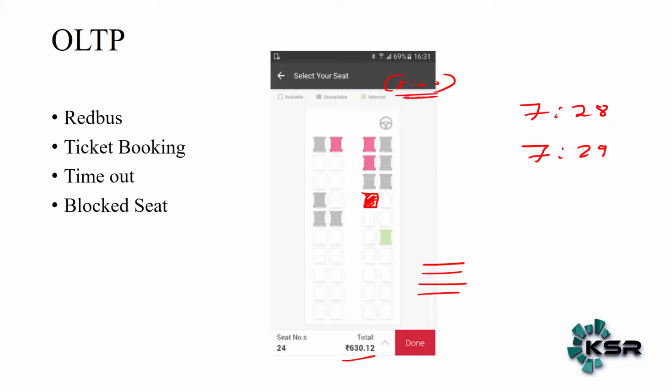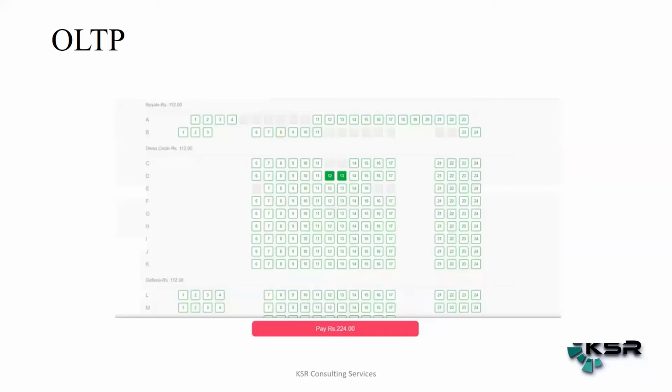Now, this is one example. I'll show you another example. What is this? Movie ticket. Theater. Cinema ticket booking. Cinema ticket booking. Are you sure? Yeah. Here also, it's a ticket booking.